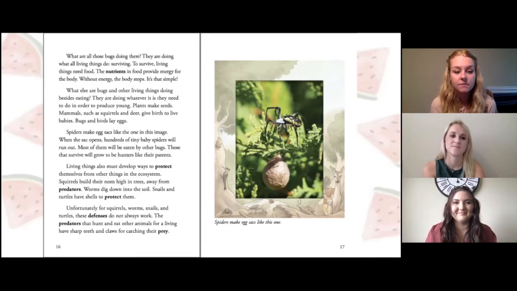Living things also must develop ways to protect themselves from other things in the ecosystem. Squirrels build their nests high in trees, away from predators. Worms dig down into the soil. Snails and turtles have shells to protect them. Unfortunately for squirrels, worms, snails, and turtles, these defenses do not always work. The predators that hunt and eat other animals for a living have sharp teeth and claws for catching their prey. And our caption says, spiders make egg sacs like this one.